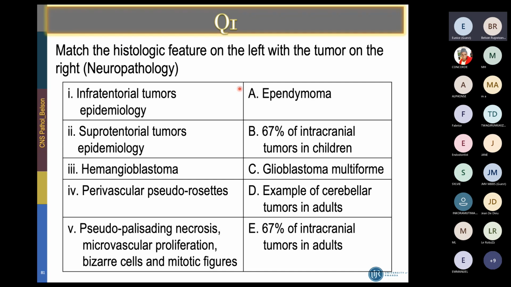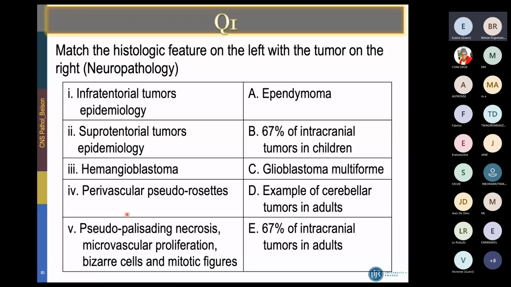Okay, perivascular pseudorosette is found in which one? So hemangioblastoma, sorry, A. Yes, perivascular pseudorosettes, A. Okay, 4 goes with A, ependymoma, which is true: perivascular pseudorosettes. While for 5, pseudopalisading necrosis, microvascular proliferation, bizarre stages of mitotic figures, we found in which tumor? It is a C. These are features of glioblastoma multiforme.